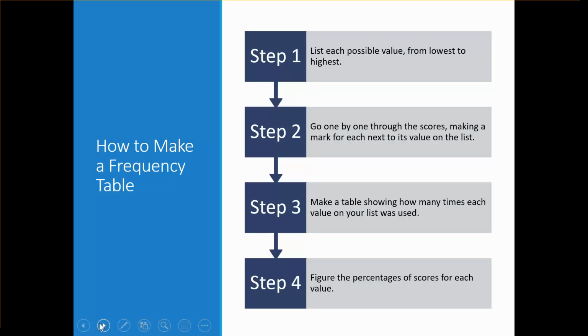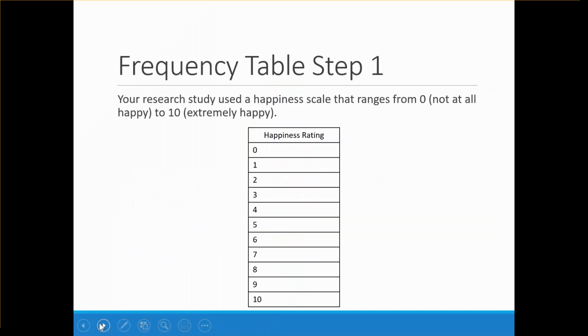So I'm going to show you how we did this. Here's an example. So here is a research study using a happiness scale ranging from 0, not at all happy, to 10, extremely happy. So you see the happiness ratings are lined up top to bottom from 0 to 10.